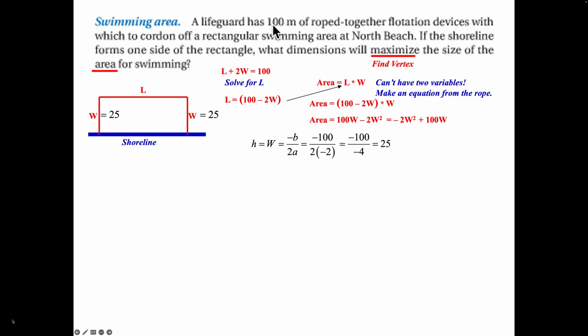And then hopefully you can look at that. Well, wait a minute. If I have 100 meters worth of rope, and this is 25, and that's 25, that's 50. 100 minus 50 is 50. There's my length. Or taking the 25, plugging it into this W, where L has been solved for, 100 minus 2 times 25, 50, gives us 50. So we found the width and we found the length. That will maximize the area. Now, if they ask for the maximum area, you just take 25 times 50 and find the area of that rectangle. But they were just asking for the dimensions.